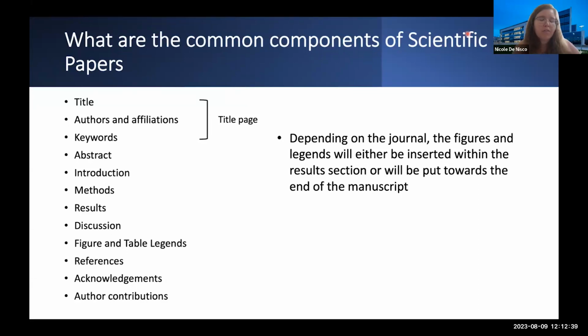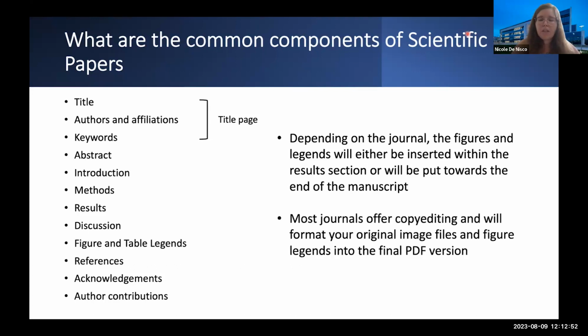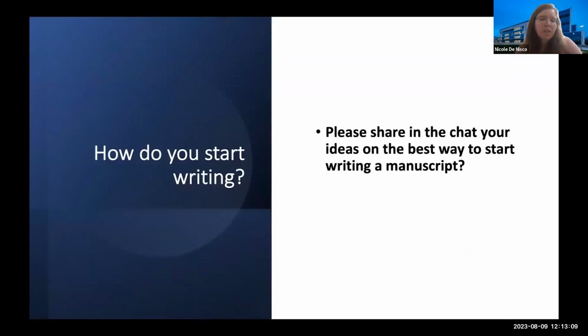Whenever you're thinking about starting to organize your work, you might want to identify some target journals you would be thinking about submitting to, so that you can be familiar with their requirements and guidelines. Most journals offer copy editing and will format your original files and figure legends into the final PDF version. Some journals have template documents, or you might use LaTeX, but most in our field are going to do all this copy editing for you.